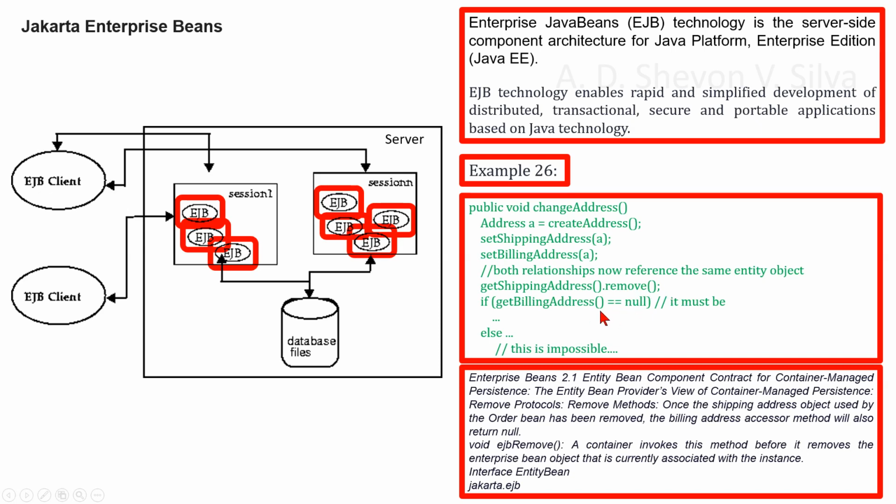The remove method alone causes only the entity on which it is invoked to be removed. It does not cause deletion to be cascaded to other entity objects. In order for the deletion of one entity object to be automatically cascaded to another, the cascade delete mechanism should be used. Both relationships now reference the same entity object.